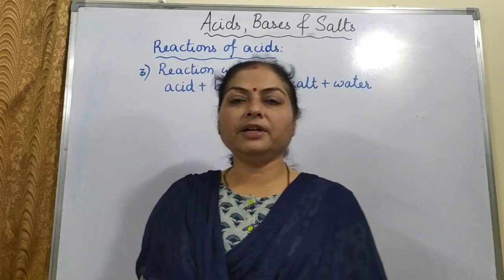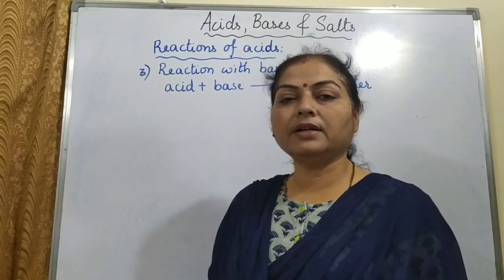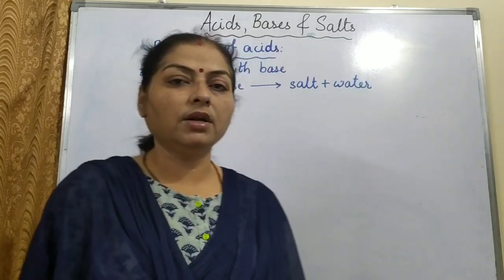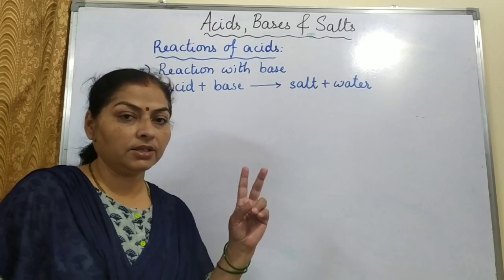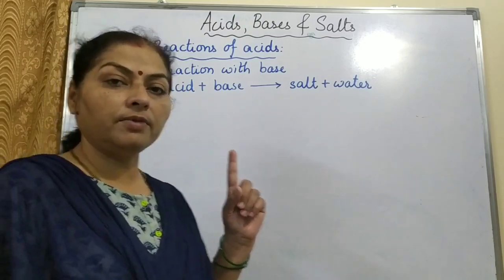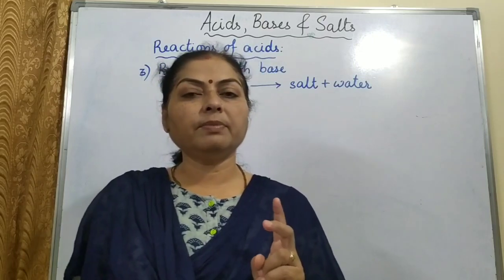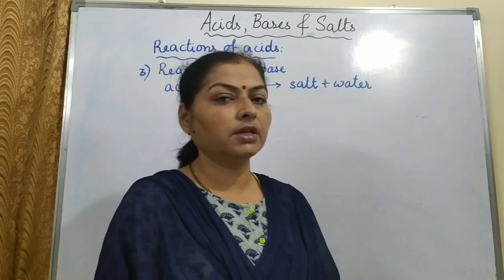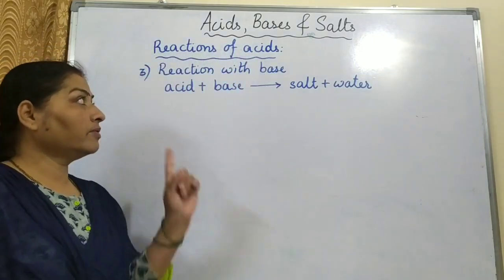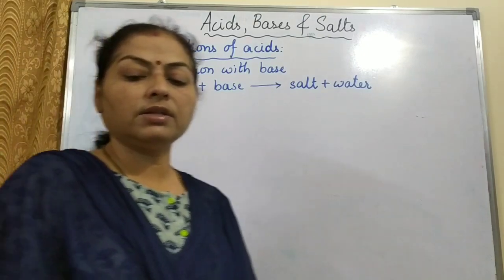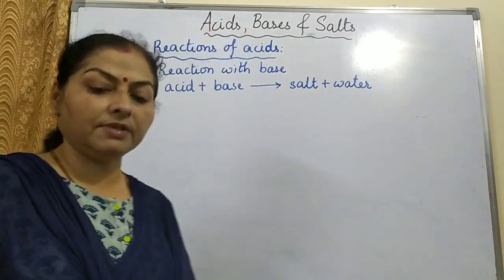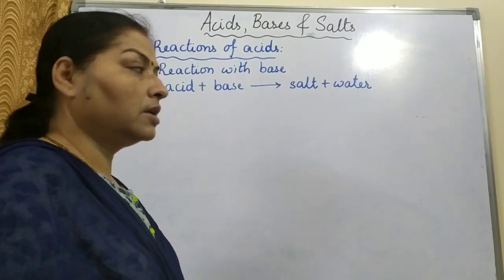Children, in the previous video we have seen reactions of acid under the chapter acids, bases and salts. In that we had seen two reactions of acids. One was the reaction of acid with metal, and the second was the reaction with metal carbonates and bicarbonates. The third reaction of acid is with base. This is a very common reaction which you have studied in the lower classes also.